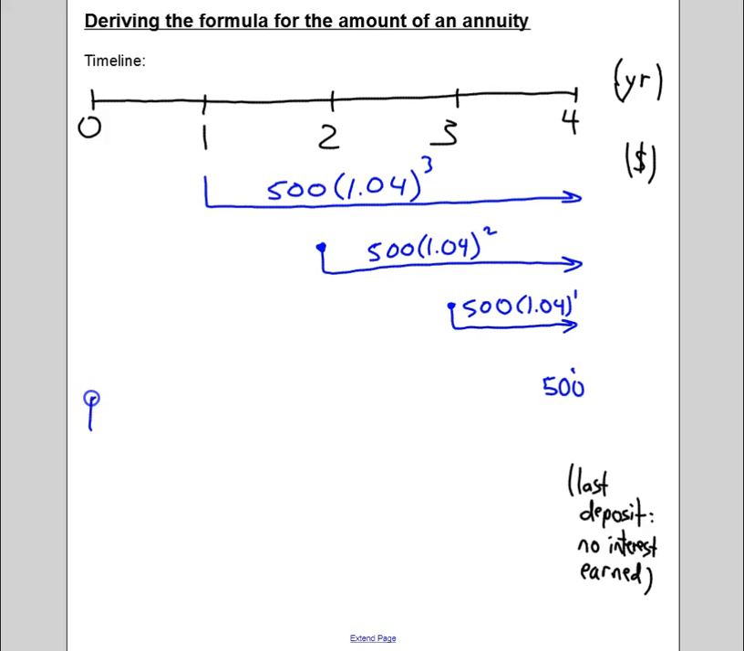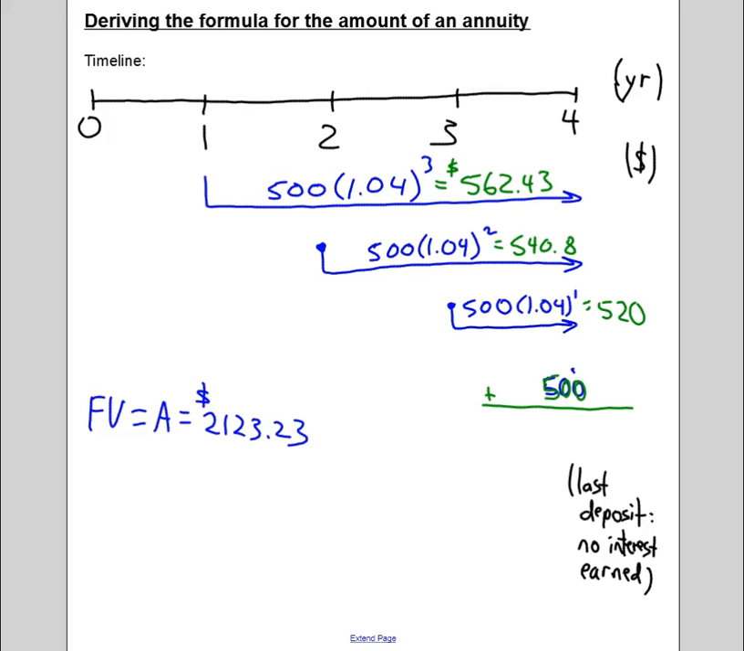So we know that the future value of this annuity is $2,123.23. Now, when we look at these 4 amounts, we get $562.43 for the first deposit compounded for 3 years, $540.80 for that second deposit compounded for 2 years, $520 for the third deposit compounded for 1 year, and the final deposit not compounded at all. The sum of those, of course, not coincidentally, totals to the exact same figure here. It's 4 deposits of $500 is $2,000, and the interest earned is exactly $123.23.